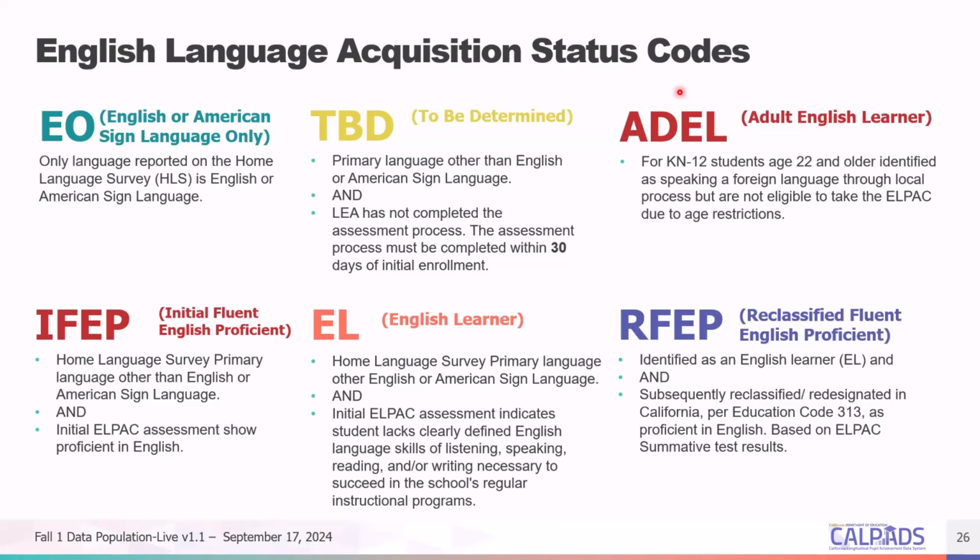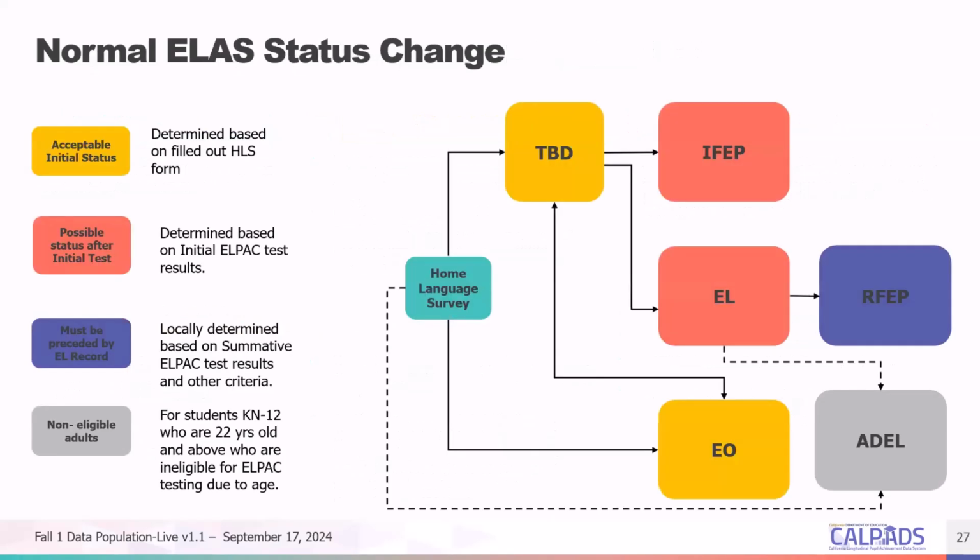It may be becoming clear here that there are progressions from certain ELAS codes to certain others. So let's go ahead and make that progression as clear as possible. This chart shows the logical sequence of ELAS codes, or ELAS statuses. The first step for an LEA to take regarding the ELAS is to distribute and collect the home language survey to student parents. If the home language survey indicates that English or American Sign Language is the sole language spoken at home, the student will be given an ELAS of EO.